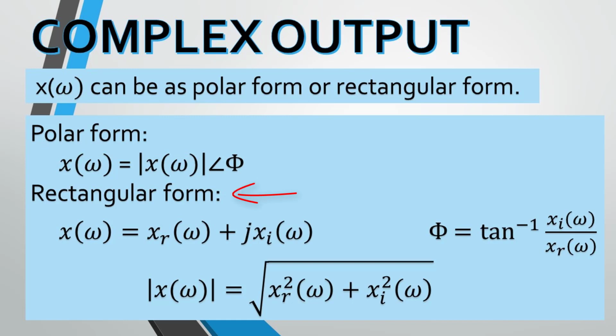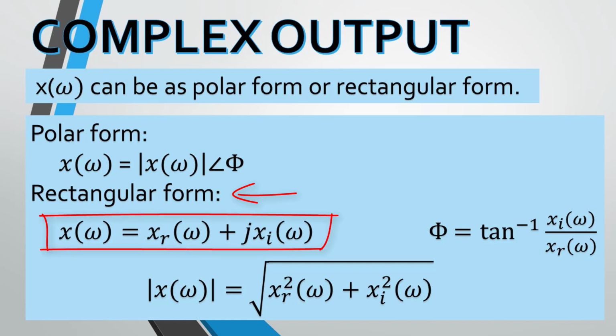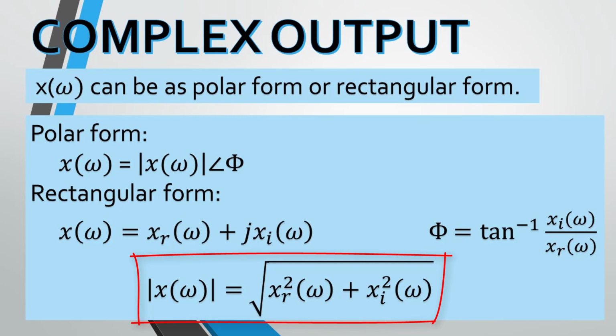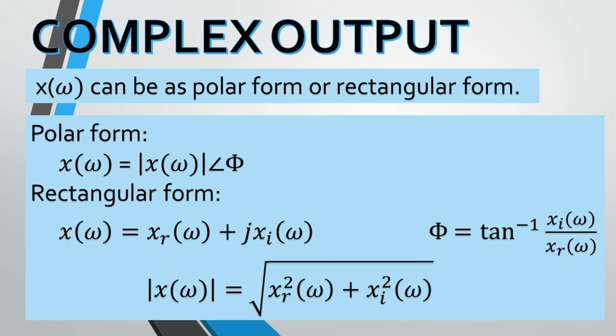If the signal is in rectangular form, then we have an additional step to get the magnitude and phase. The formula is X_R of omega, the real part, plus j X_I of omega, the imaginary part. To find the magnitude, the formula is the square root of X_R squared plus X_I squared. To find the phase phi, the formula is the arctangent of X_I over X_R.